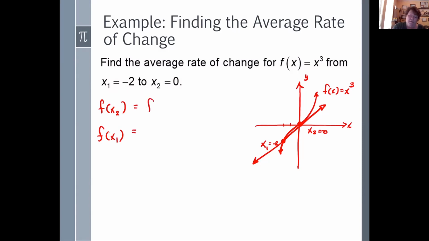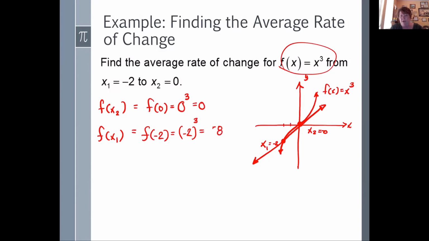So we need to find f of 0, which would be, what's our function? X to the third, 0 to the third, which is 0. So f of x2 is 0 when x sub 2 is 0. Okay, f of x1 would be the function evaluated at -2. -2 cubed is -8. 2 times 2 times 2 is 8. A negative raised to an odd power will be negative.